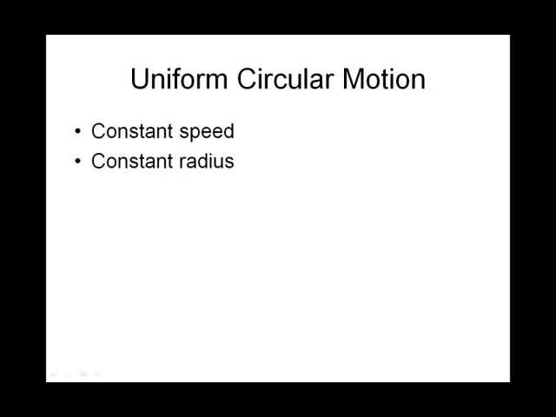Okay, the next thing we want to talk about is uniform circular motion. Now this term uniform is very important. Uniform means constant. So constant speed and a constant radius. Of course, if it is truly circular motion, the radius must be constant. That's what a circle is. But uniform means it's moving around the circle with the same speed.